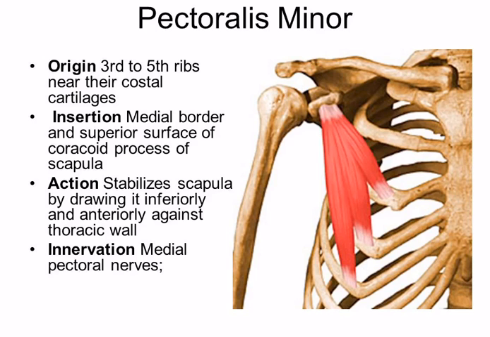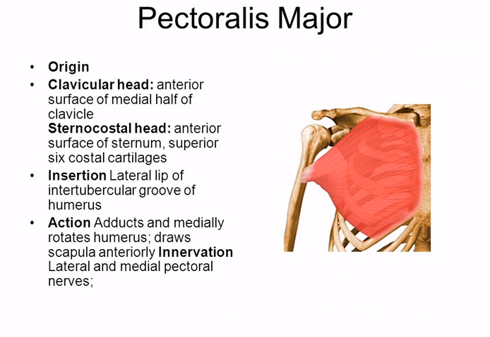Pectoralis minor. Origin: 3rd to 5th ribs near their costal cartilages. Insertion: medial border and superior surface of coracoid process of scapula. Action: stabilizes scapula by drawing it inferiorly and anteriorly against thoracic wall. Innervation: medial pectoral nerves.